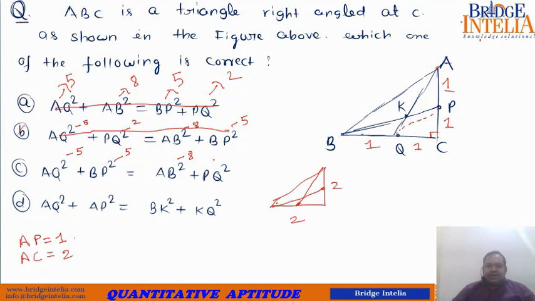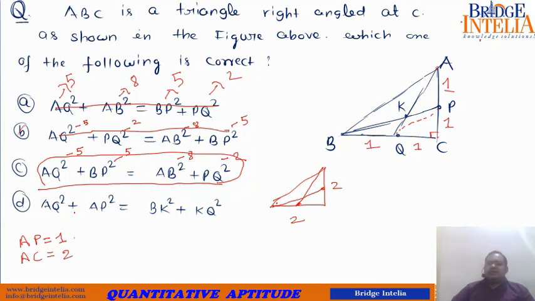So wait a minute. This satisfies: 5 plus 5, 10. 10 is equal to 10. So this satisfies. So I am not ruling this out. I am not saying this is the correct answer, but I am saying that this may be the correct answer. Now let's move to the remaining option.